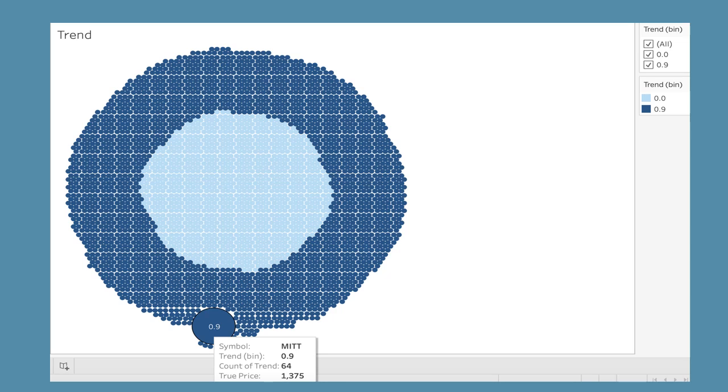This is a bubble plot which talks about upper and lower trends of various companies at the stock market. Here the light blue color indicates a lower trend and the dark blue indicates an upper trend. We can see that AG Mortgage Investment, whose abbreviation is MITT, is among those companies with a positive trend which has highest true price value.